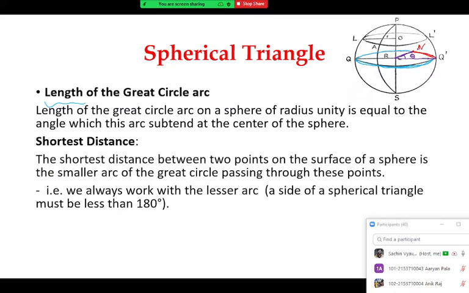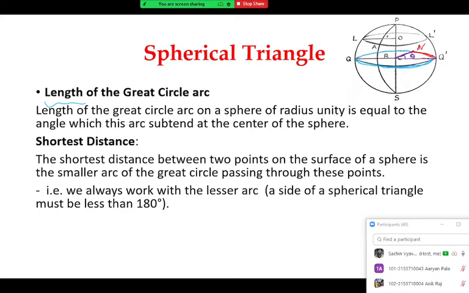So can you guess, or is that written already there now? What is the maximum shortest distance on the surface of a sphere? What is the maximum distance that we have on the surface of a sphere? Anyone? What is the maximum length, or maximum shortest distance, I will say, between two points on the surface of a sphere? Quick. Sir, pi. Yes, 180 degrees.